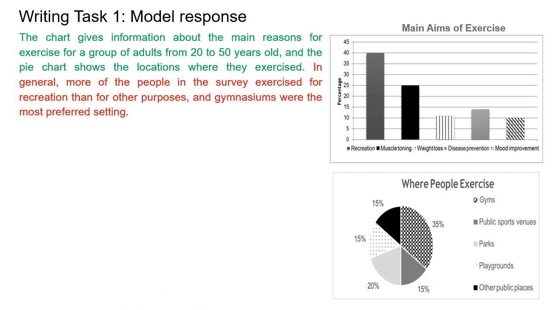This statement of comparison becomes your overview statement. Note that your overview statement is the same thing as your summary statement. The example before us says, in general, more of the people in the survey exercised for recreation than for other purposes, and gymnasiums were the most preferred setting. What do we learn from this?